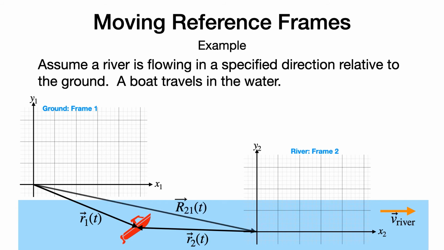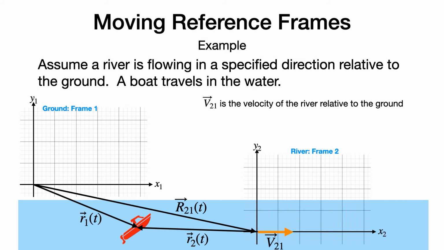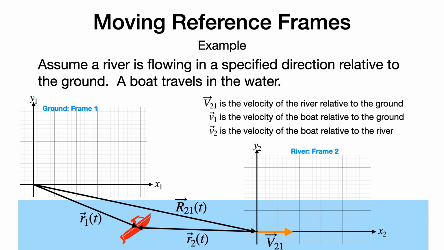And we can also measure the relative displacement of the origins of the two coordinate systems. And the velocity of the coordinate system, frame 2, relative to frame 1, in this case, is going to be the velocity of the river, because frame 2 is attached to the river and its motion. So we have three vectors here: the relative velocity of the river with respect to the ground, the velocity v1 of the boat relative to the ground, and the velocity of the boat v2 relative to the river.